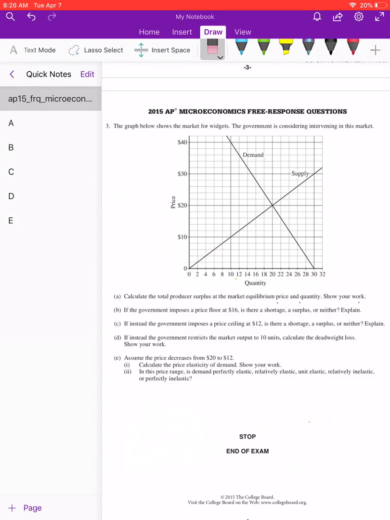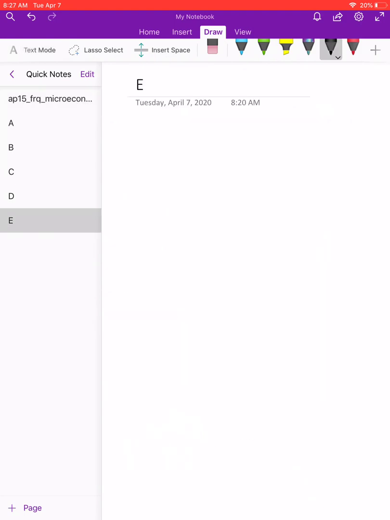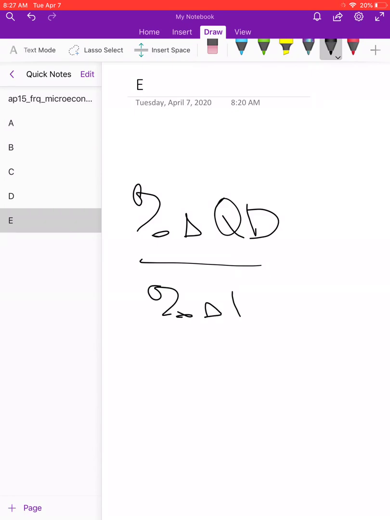We could remember the formula, which is, in this case, I'm going to write it on another screen. The formula is percentage change of quantity demanded divided by percentage change in price.